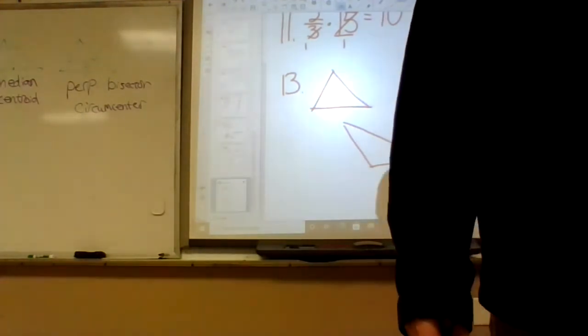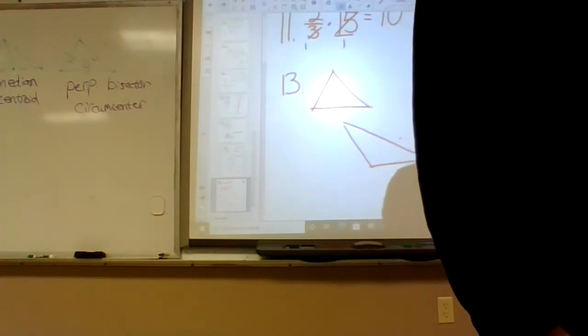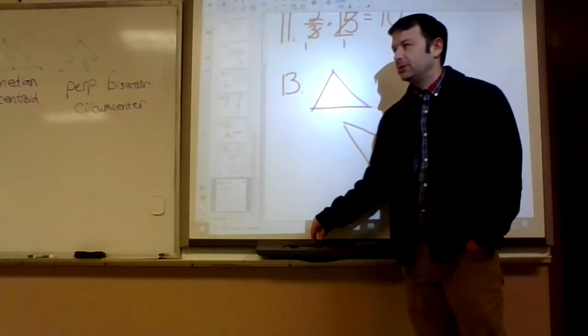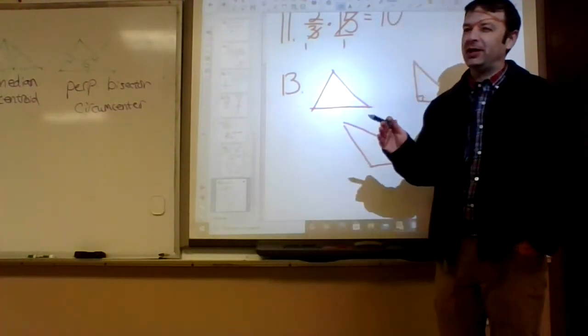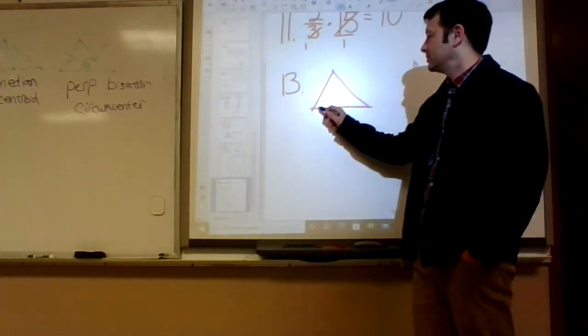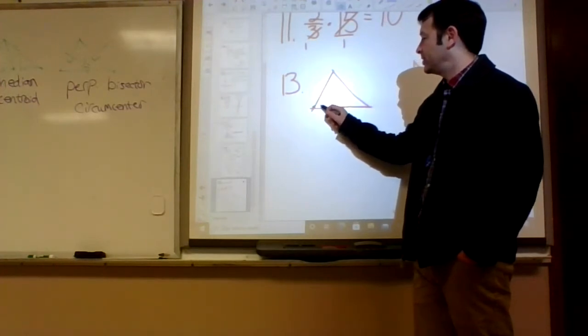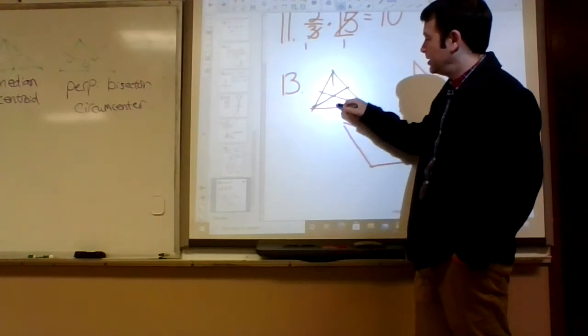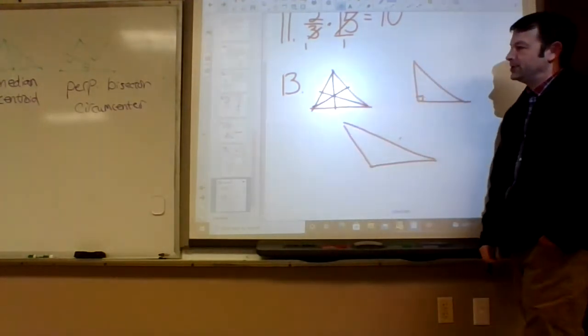On 13 through 15, we're supposed to be drawing the angle bisectors. So I'm just going to very carefully try to split the angles in half. Just kind of pretend like this is a cannon, just shooting it out right through the middle. And if you do it right, they should meet at a point.